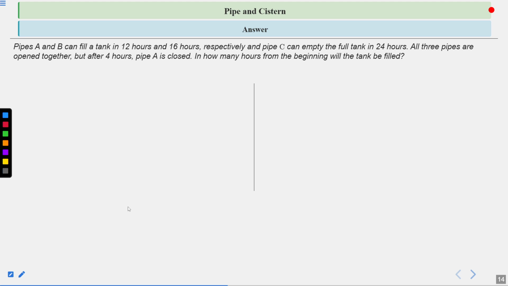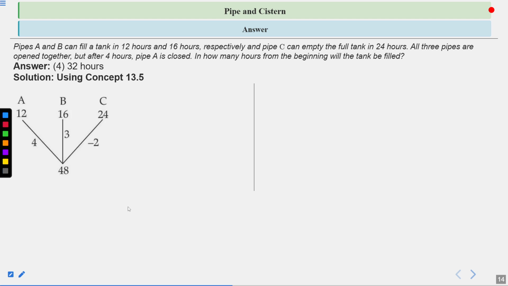So we can calculate it. The correct answer of this question is the fourth one, which is 32 hours. Now see the detailed solution using concept 13.5 in this question. We take the LCM of 12 hours, 16 hours and 24 hours, so we get the LCM which is 48 units. So we get the efficiency of A which is 4 units, efficiency of B is 3 units and efficiency of C is 2 units. And the negative sign just shows the draining of pipe C. Draining capacity of pipe C is -2, minus representing the draining part.